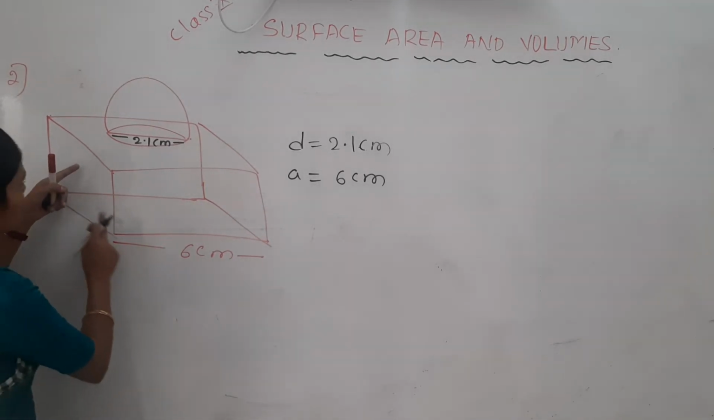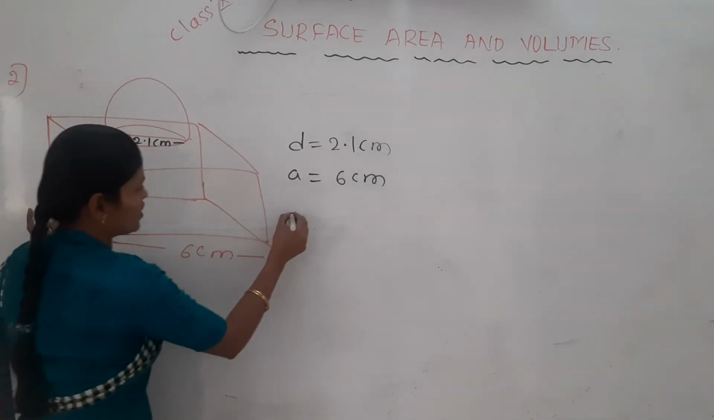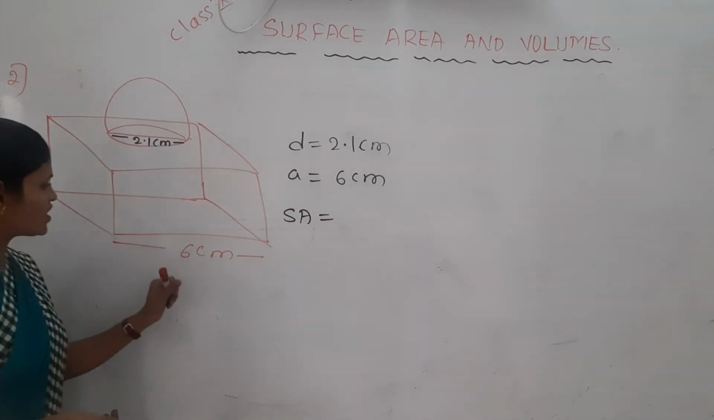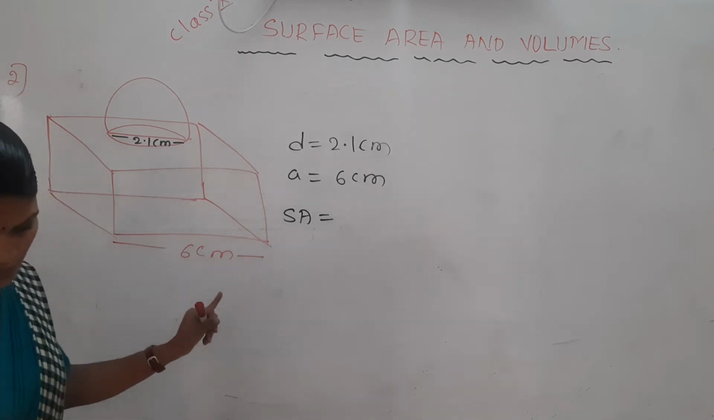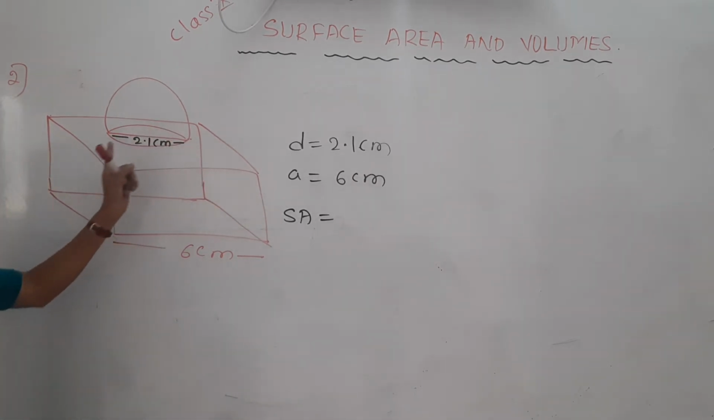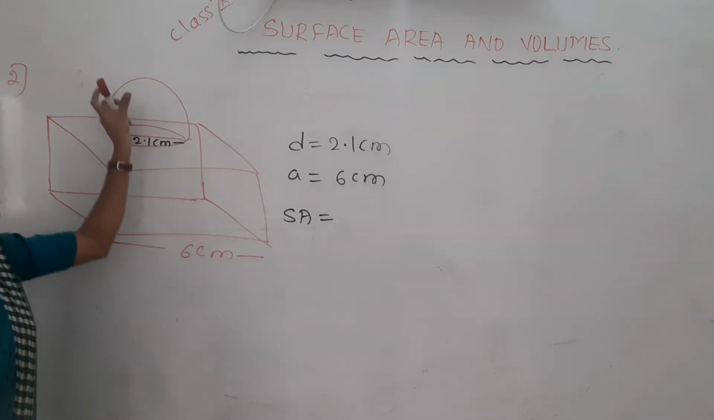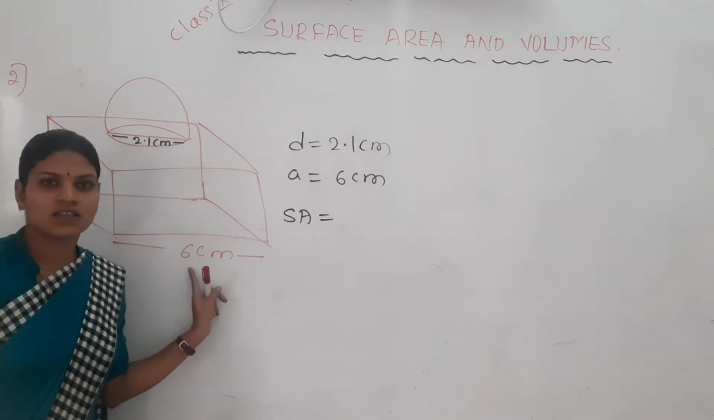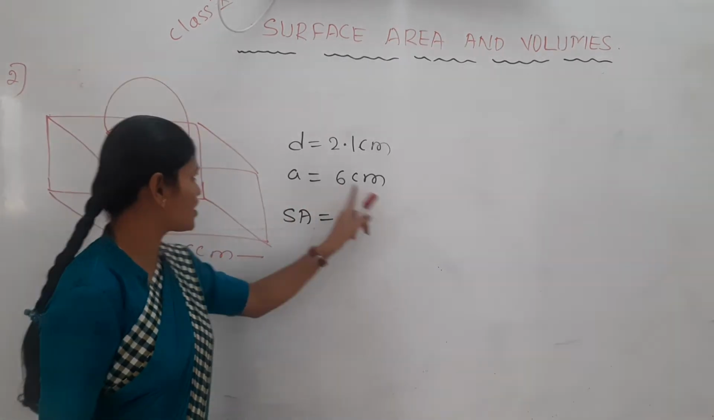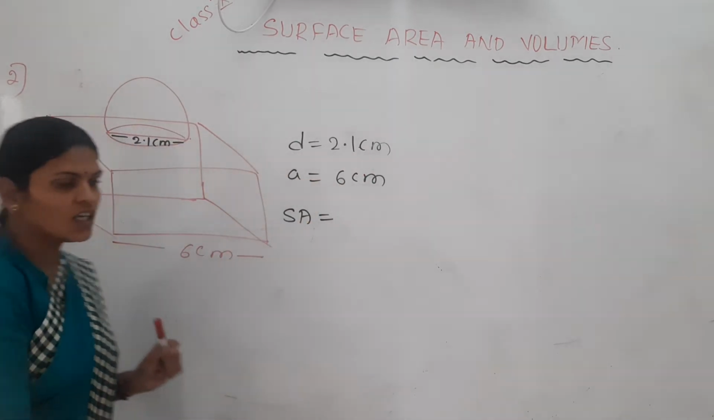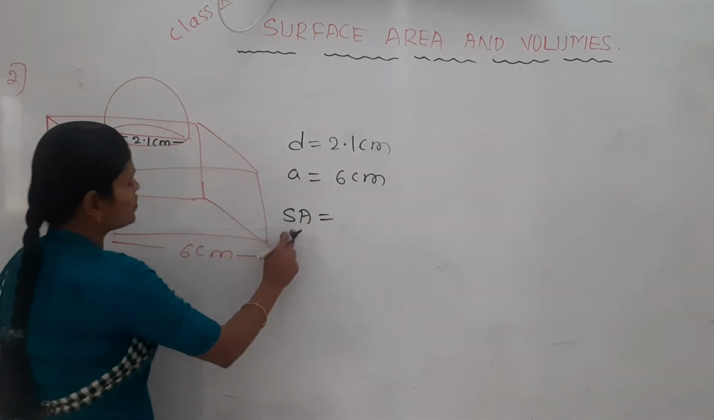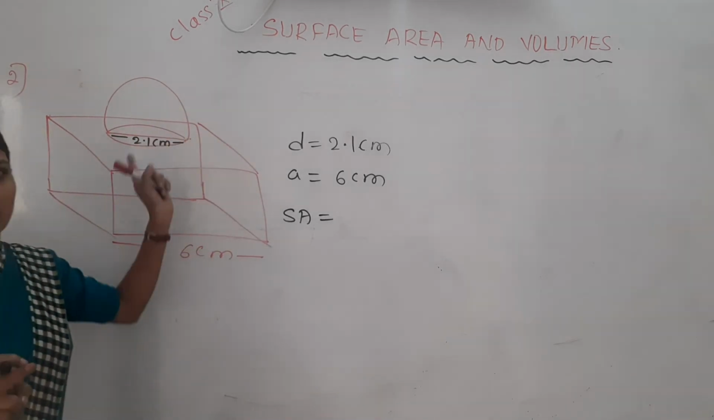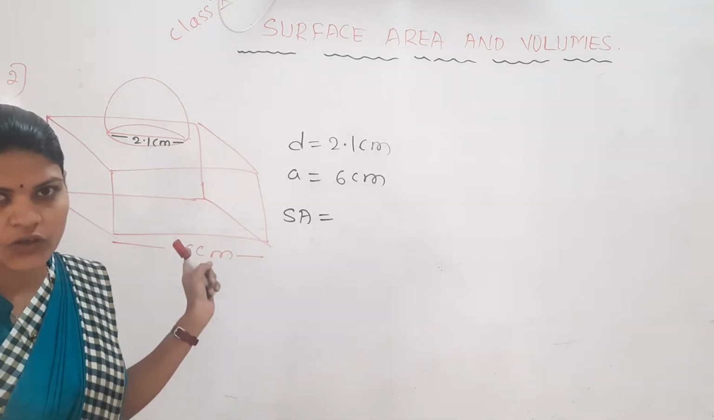You know how to find the total surface area of the cuboid. Sorry, it is not a cuboid, it is a cube. On a cube there is a hemisphere, meaning all its sides are equal: the side of this cube is 6 centimeter and the diameter is 2.1 centimeter. If you find the surface area of the cube and the surface area of the hemisphere, you will get the total area for painting this decorative block.